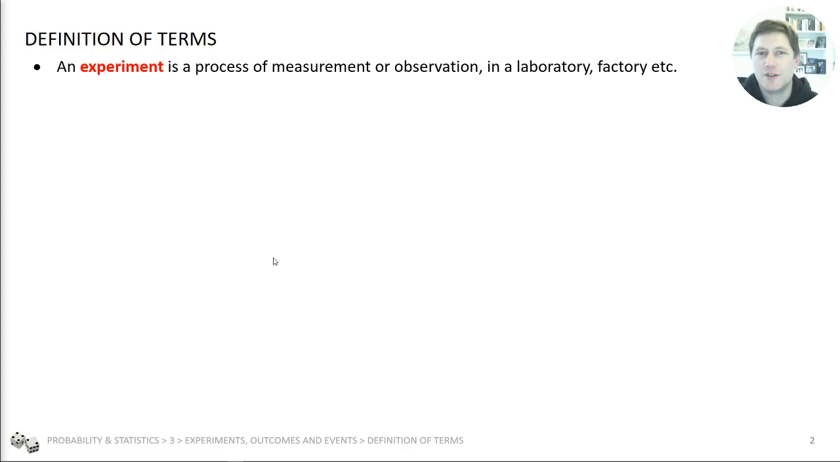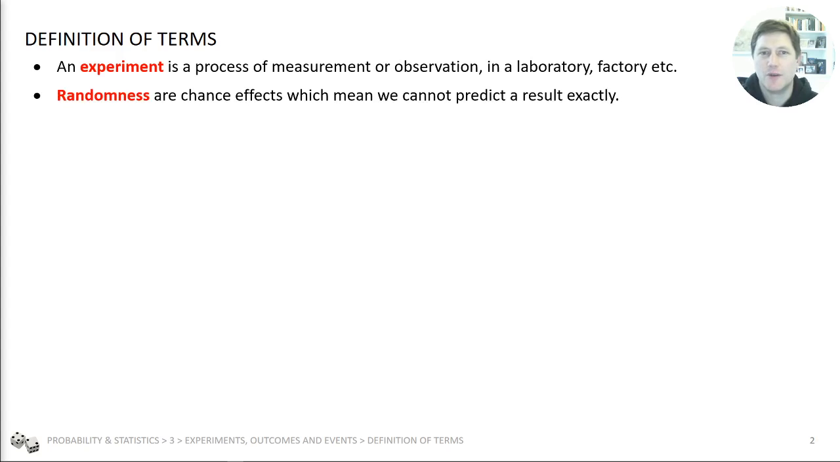Basic definition of terms. First of all, an experiment. An experiment is a process of measurement or observation. This could be in a lab, in a factory, but it's also a theoretical idea, so it could be an abstract experiment that we just do in our minds as well.